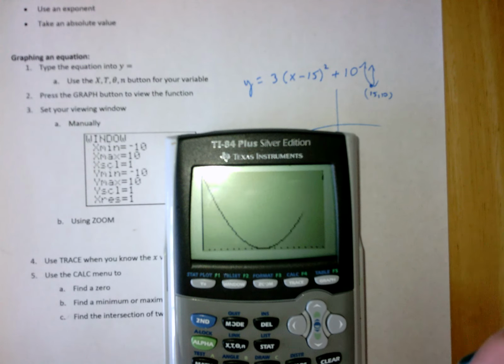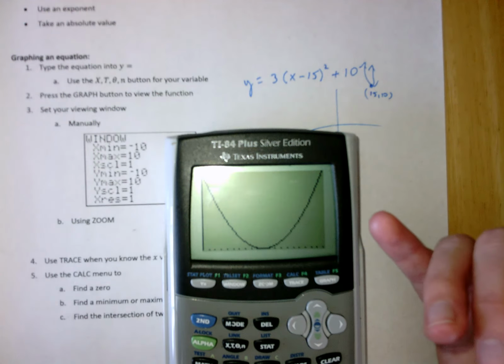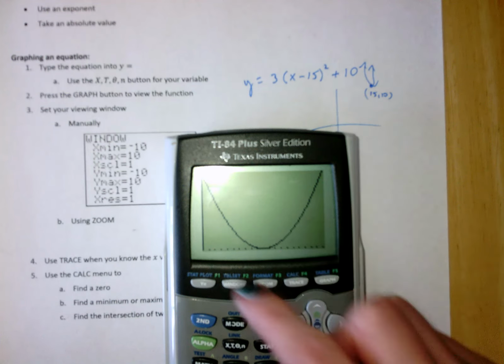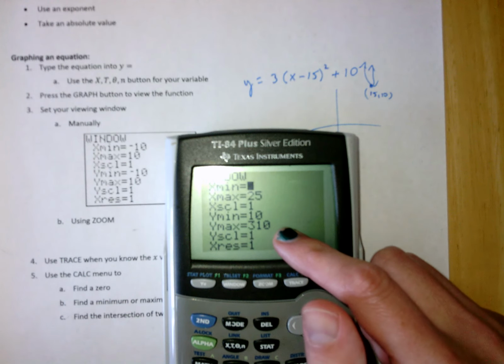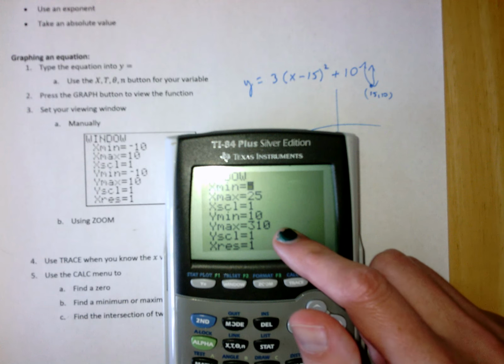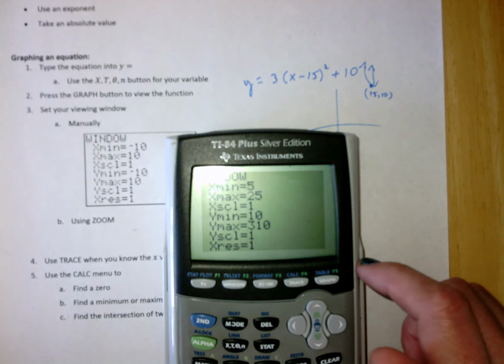If I was looking at this, now notice that we got a different graph than what we had before. You could look at this and say, okay, from what I have now, this is what the window's doing. It's going to a Y max of 310. Gee, that seems like a lot. And then you could adjust it from there.